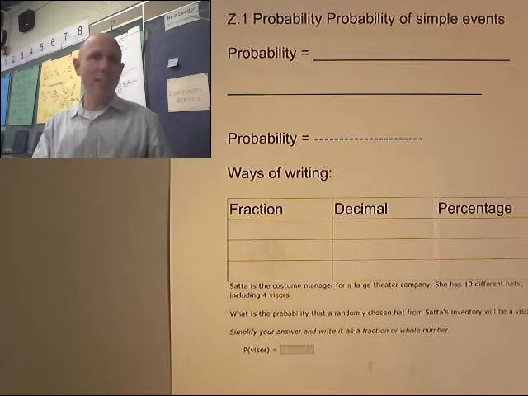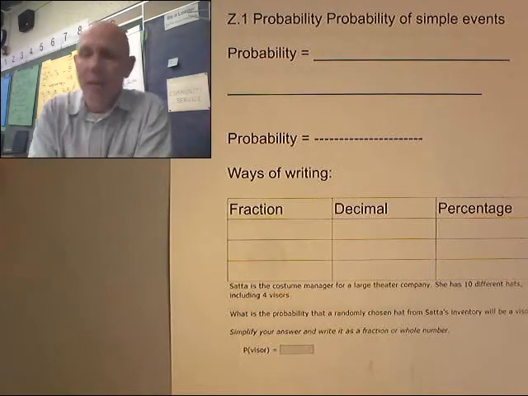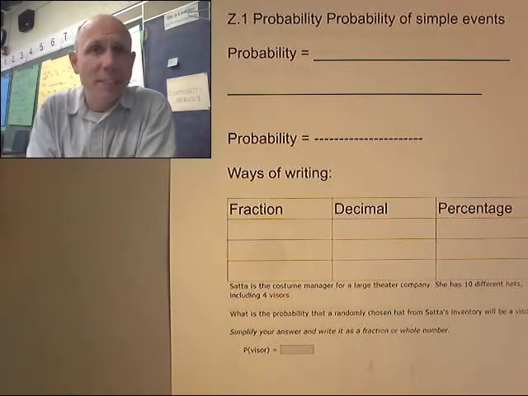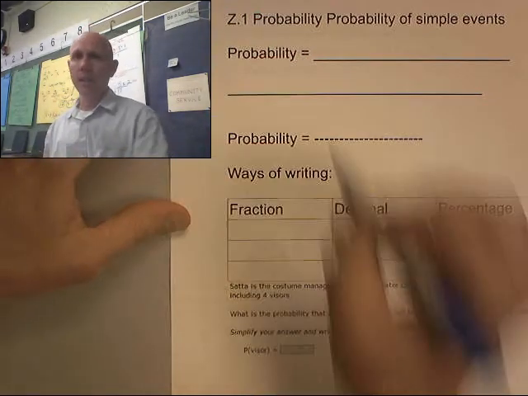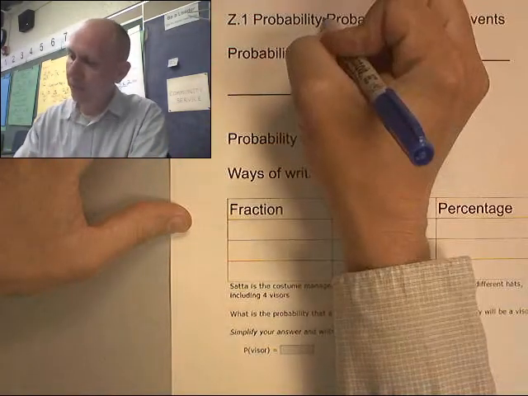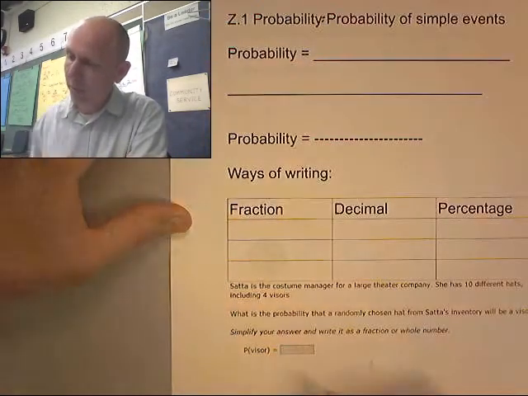I feel like I haven't made a video in a long time, so let's see if I can remember how to do this. I'm going to talk about probability and probability of simple events. So it should be colon there.